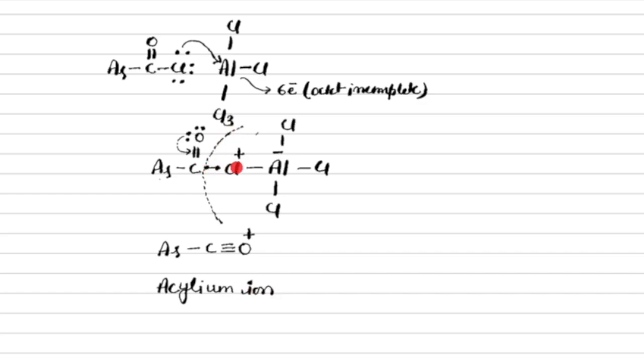And what happens? The chlorine has taken this lone pair with it. It got satisfied, but of course, aluminum still has a negative charge. So we have AlCl4 negative. From the start, only AlCl3 and this acyl chloride have talked, and they have made this acylium ion. Now comes the attack. Let's see.